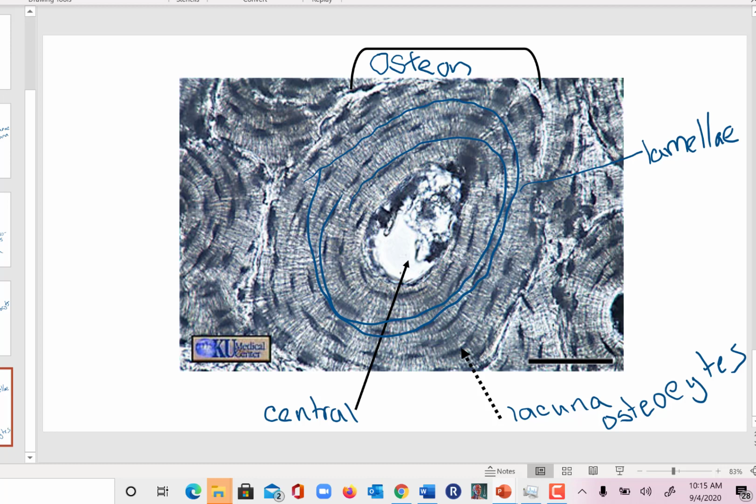Where do you find bone? Well, obviously in your bones. So this is also known as osseous tissue. That concludes our discussion for the Lab Unit 1 Histology.